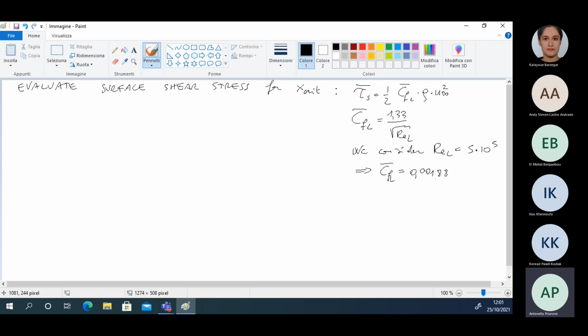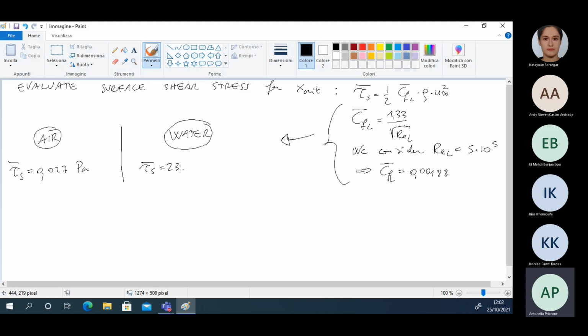And as a consequence, considering this calculation, we can deduce that for air and for water, the surface shear stress is equal to 0.027 Pascal for air, and the surface shear stress is equal to 23.4 Pascal for water.